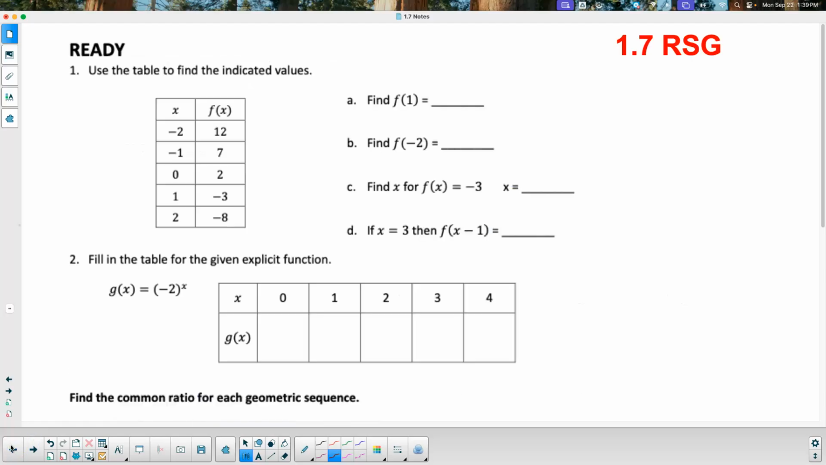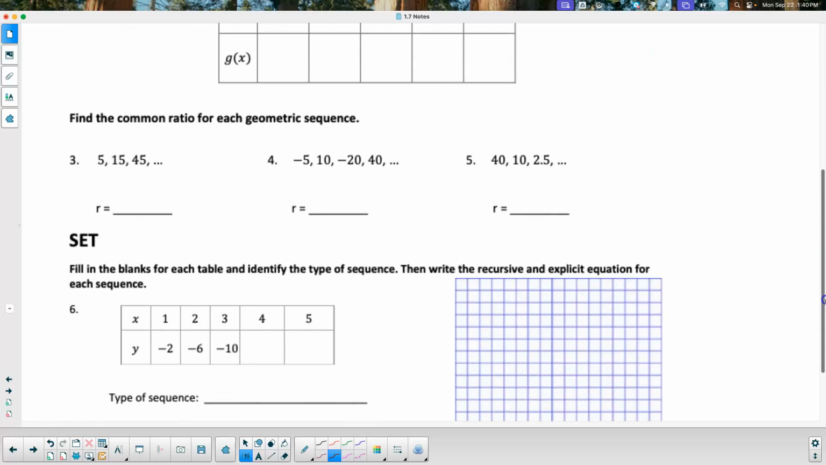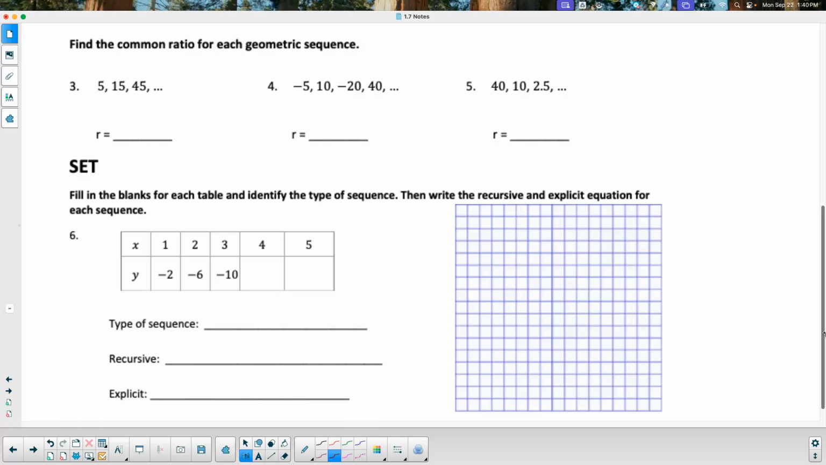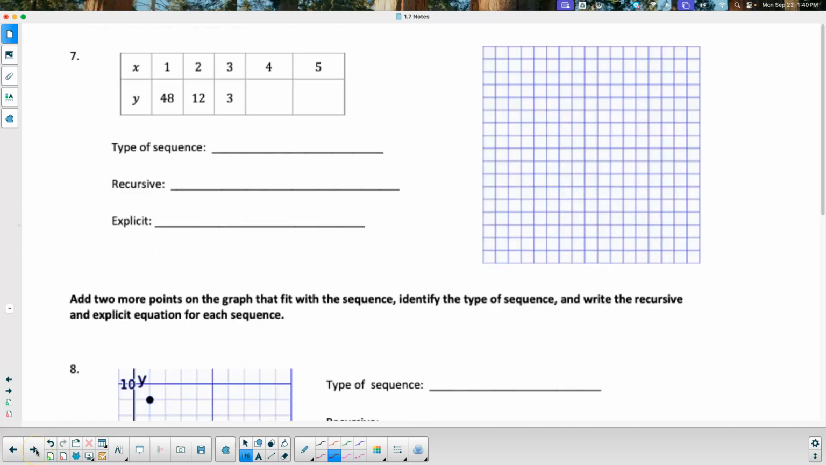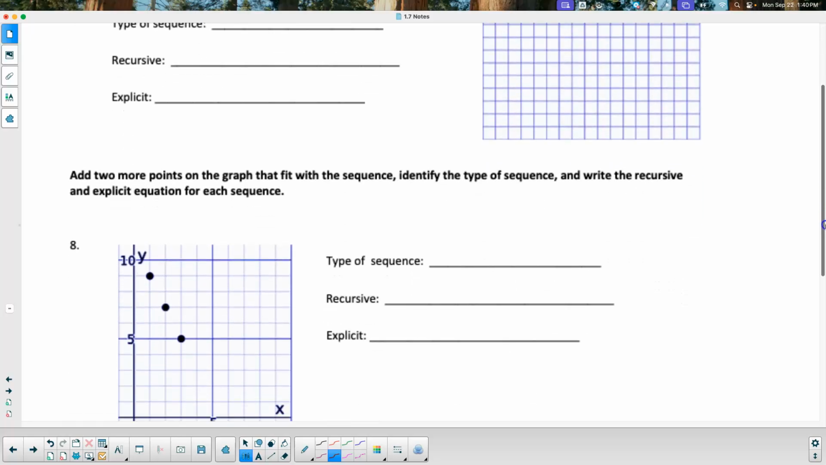So it looks like we're using a table to find some values. We've done that before. We're filling in a table. We can handle that. Common ratio of each geometric sequence. Yeah, we know how to do that. Okay. Filling in the blanks. Making a table. Which type of sequence is it? Arithmetic, geometric, or neither. Okay. Making a graph of it. Love it. We can handle all of that. Two or more points on the graph fit the sequence.